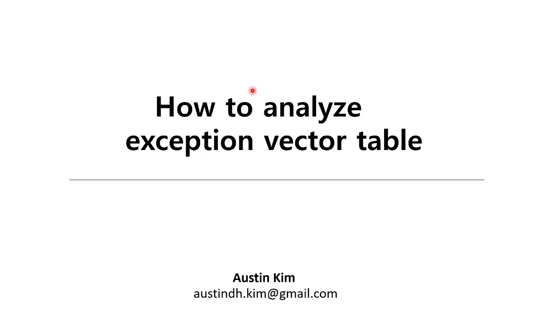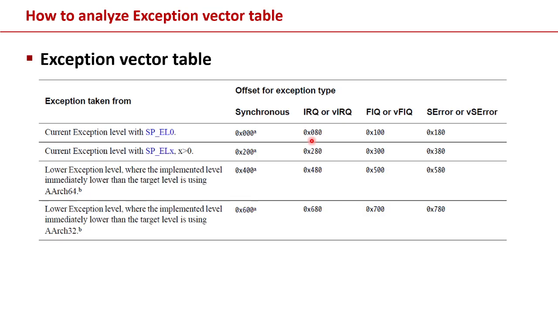In this lecture, let me explain how to analyze the exception vector table in the Arm version 8 architecture. If you review this exception vector table for the first time, it is hard to understand. Why is it hard to understand? The reason is that this exception vector table covers various scenarios in the system.